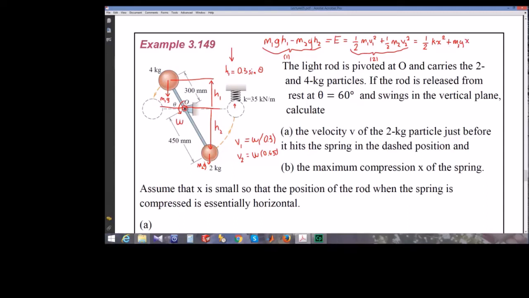But then at that instant, the 4 kilogram mass will drop a little bit. Now, this is not asked in the question, okay? We're just saying that if this assumption doesn't hold, if we have a larger x that we cannot neglect, in that case, this is not equal to x, but it is related to x. How is that related to x? This is x times 0.3 over 0.45.